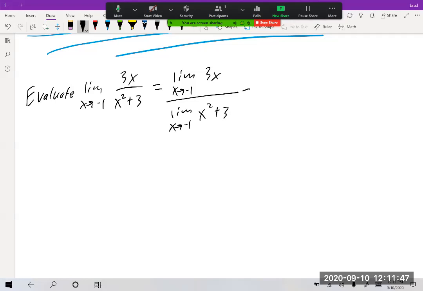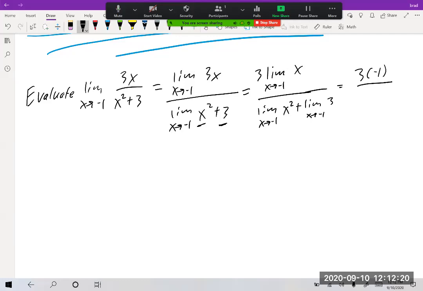Now, technically, that top one, the numerator, is 3 times x, so that's a constant. So I can take 3 out and do the limit as x approaches -1 of x divided by, and now this one I can split because this is two different terms. I can do the limit as x approaches -1 of x squared plus the limit as x approaches -1 of 3. And now this will become 3 times -1 all over.